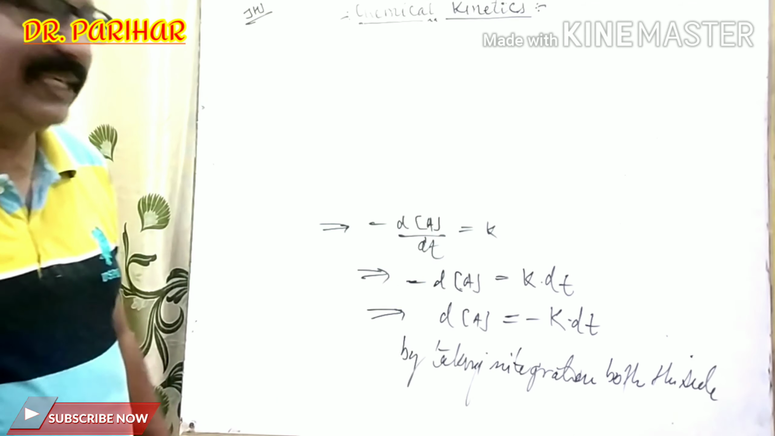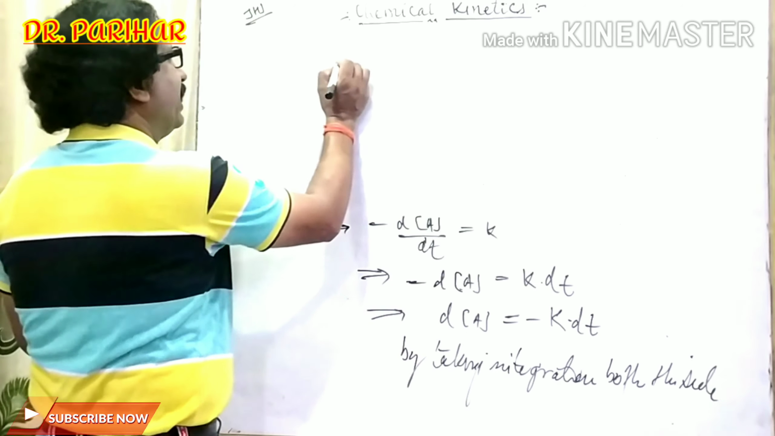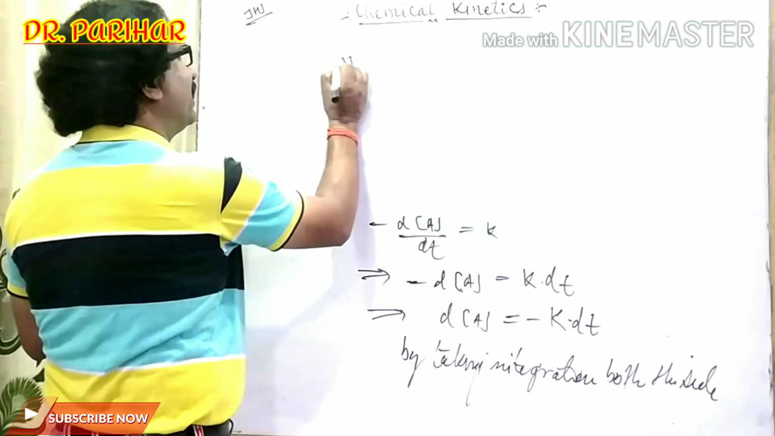What observation takes place here? By integration of both sides, concentration of A must be equal to minus Kt plus I. And this I is the integration constant. This is the main equation, right?